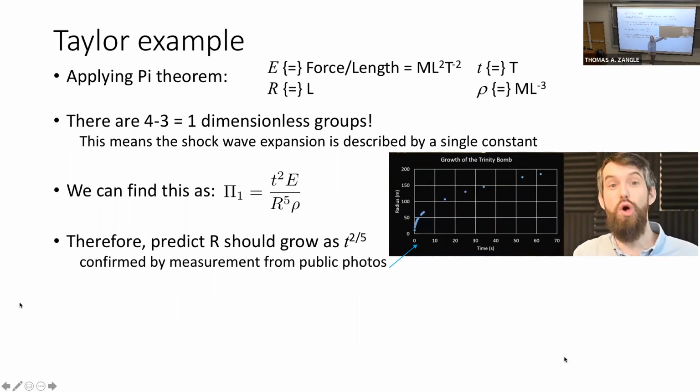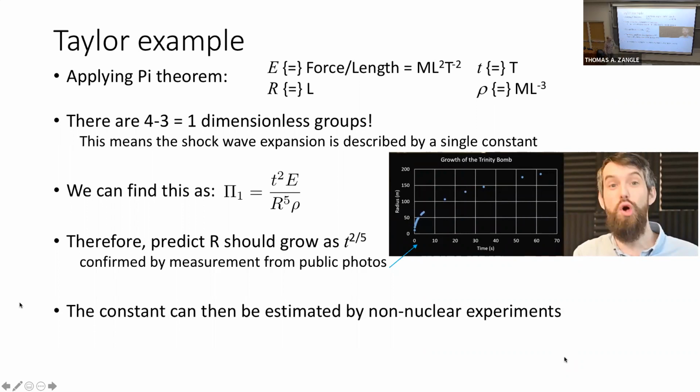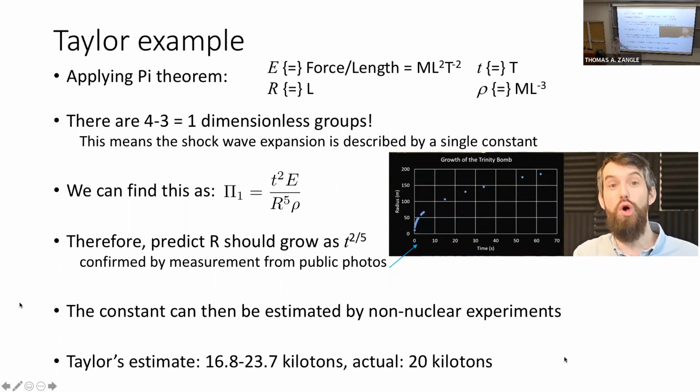So we now have confirmation that this looks reasonable. We can now back out what the energy is. Now you can run some laboratory scale experiments, not involving a nuclear explosion, estimate what the value of pi is, and now back out what the value of E was. And so Taylor came up with an estimate, and he put error bars on it: 16.8 to 23.7 kilotons. The actual number is 20.